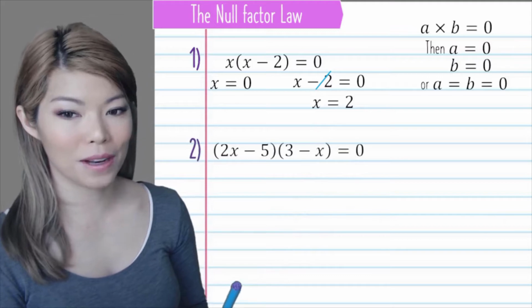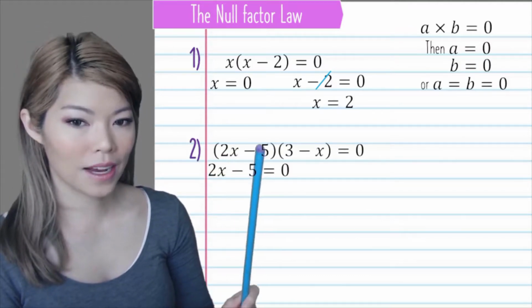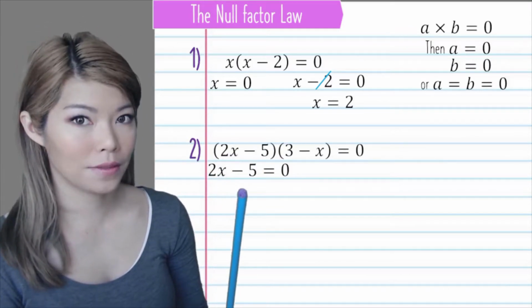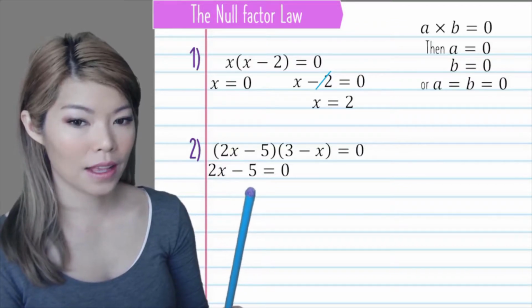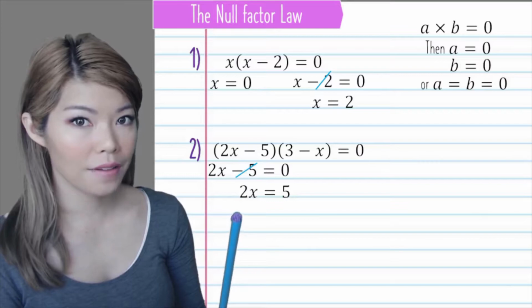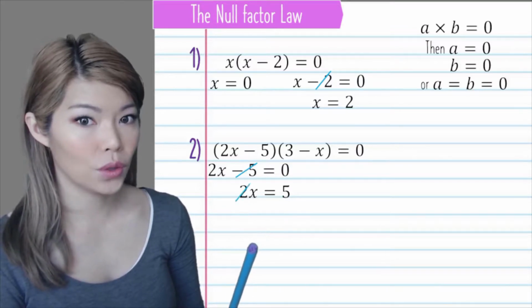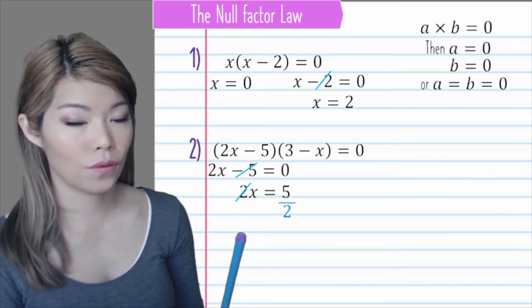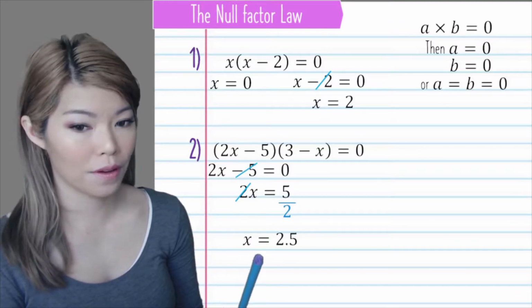Let's try another one. So this factor is equal to 0, 2x minus 5 is 0. Simplify that, so bring the 5 to the other side. We have 2x equals 5. Dividing both sides by 2, we get x is equal to 5 over 2, which is 2.5.